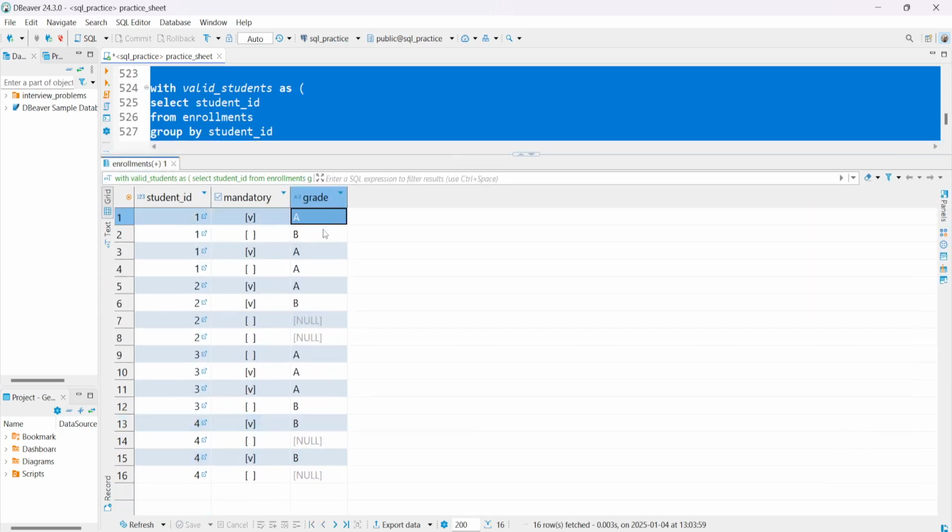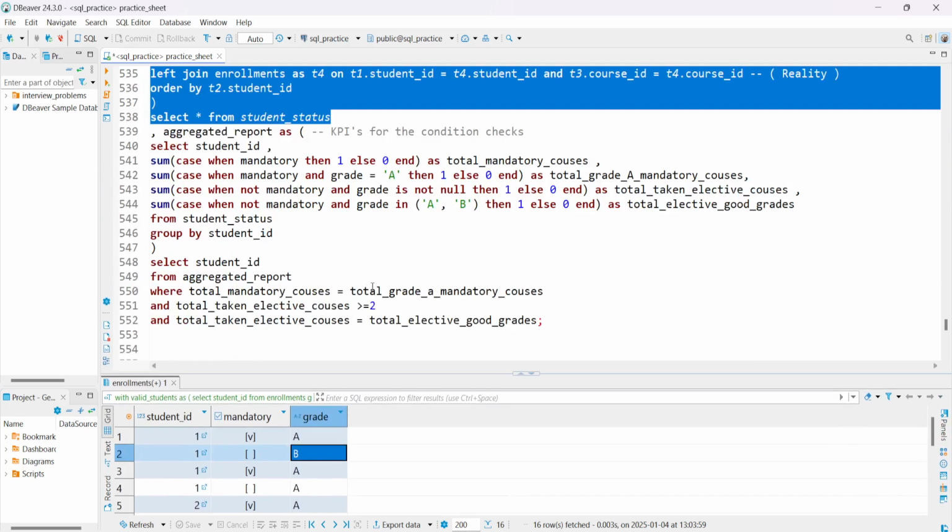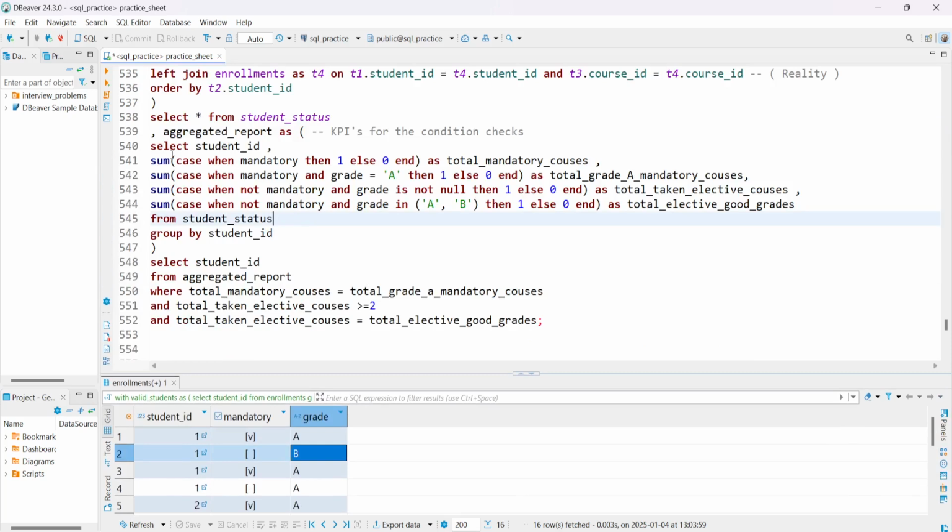So how can we check this criteria, right? We need to check how many mandatory courses are there, how many A are there, and then similarly, how many non-mandatory courses are there, and how many of them are A and B, wherever the student has participated in that particular subject, right? Or taken that particular subject. So that we can achieve using this.